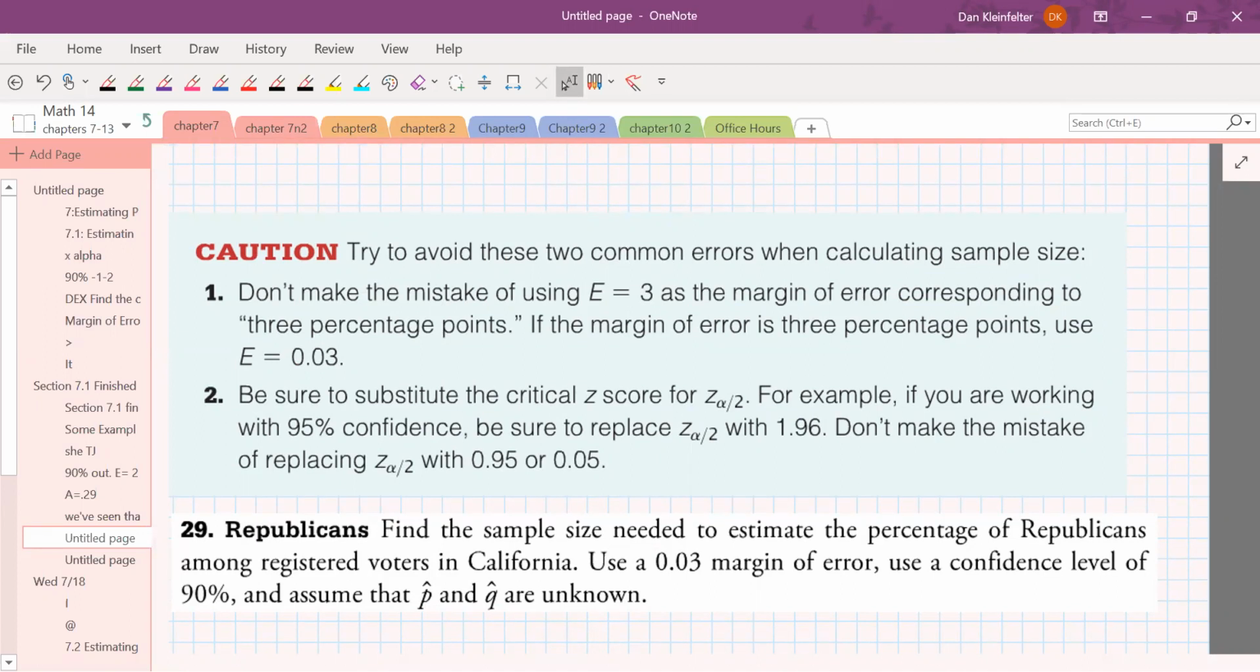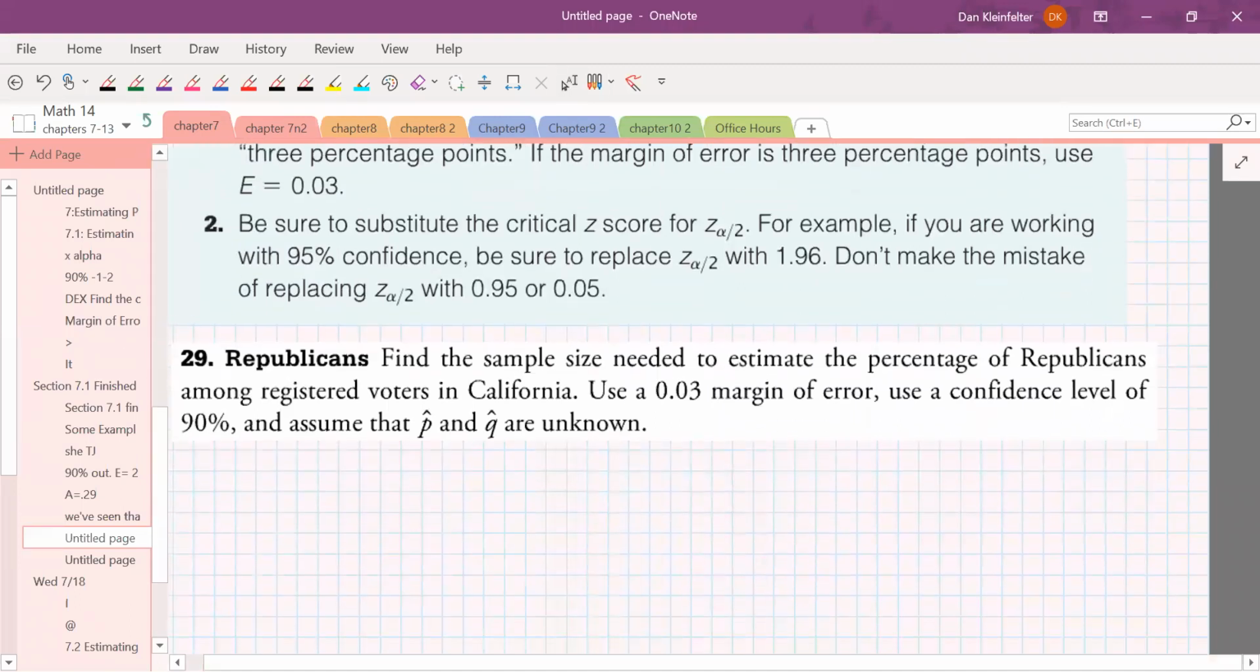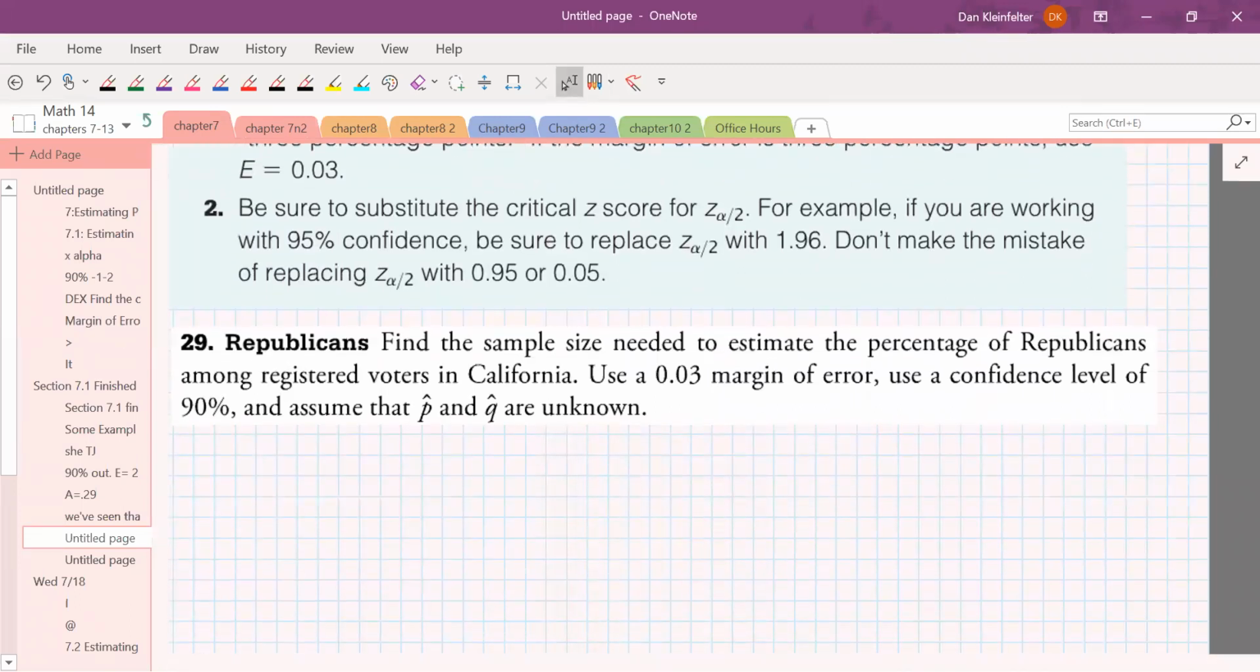Don't use 3 for it. Okay. And then also, if you need to be 95% confident, remember to replace that Z alpha over 2 with 1.96. Sometimes people will use 0.05 in its place. All right, so let's try it with this example.